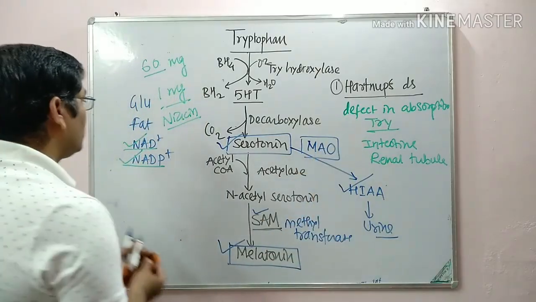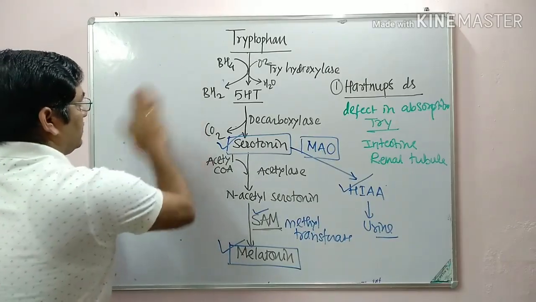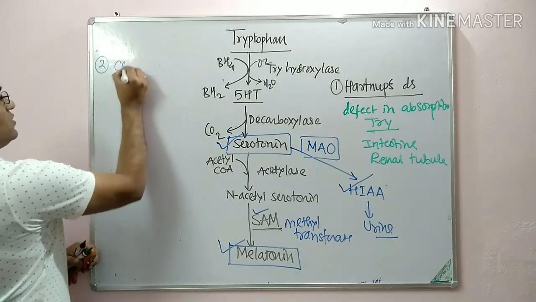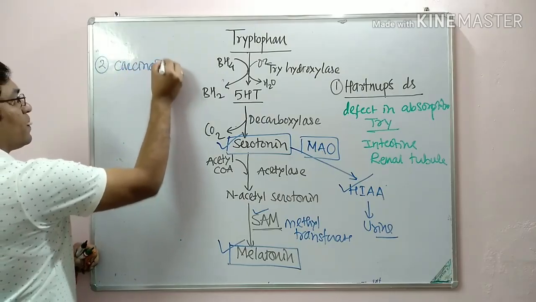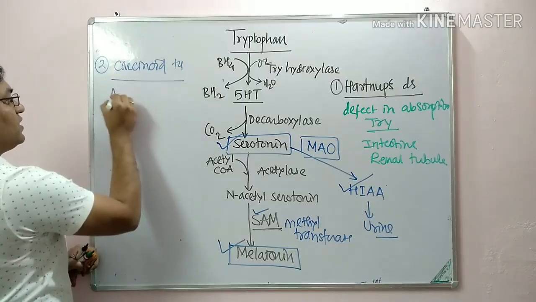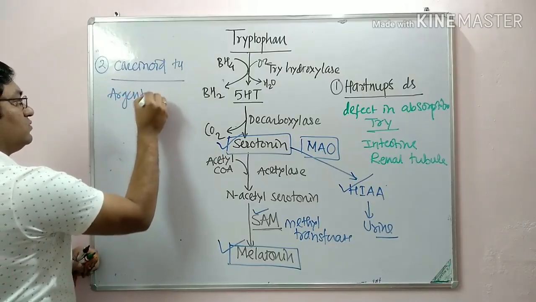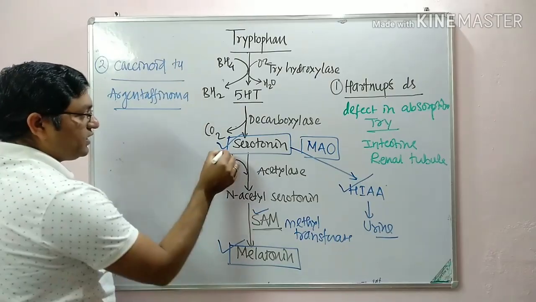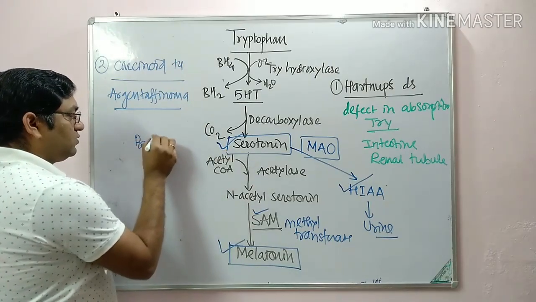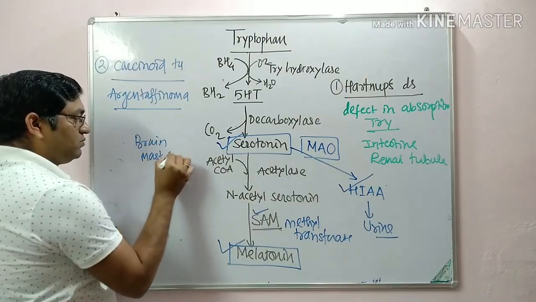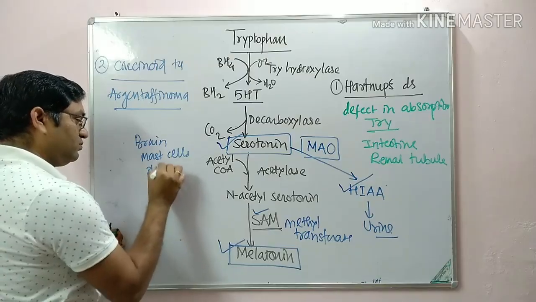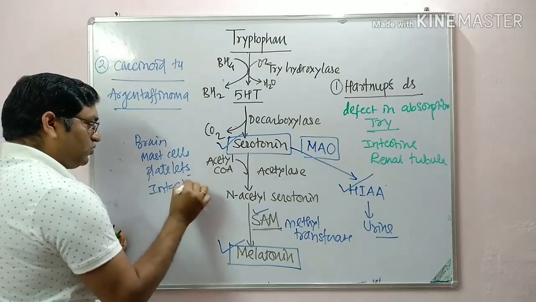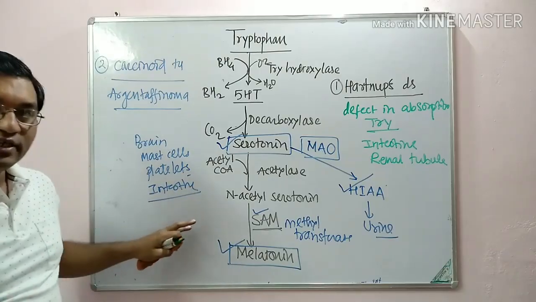Coming to the second important disease, that is argentaffinoma or carcinoid tumor. Carcinoid tumor, another name is argentaffinoma. There is synthesis of serotonin in the brain, mast cell, platelet, and intestine. In the intestine, it is produced by the argentaffin cells.